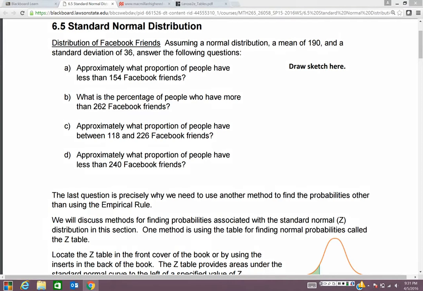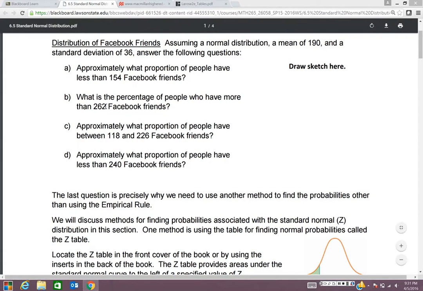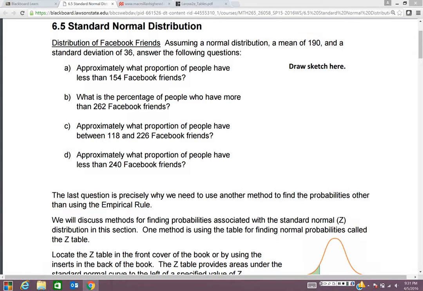Alright, so let's draw a sketch to the right here, because the questions are: approximately what proportion of people have less than 154 Facebook friends? What is the percentage of people who have more than 262 Facebook friends? Approximately what proportion of people have between 118 and 226 Facebook friends? And approximately what proportion of people have less than 240 Facebook friends? So we need to see if we can use the empirical rule or not. So let's draw a sketch.